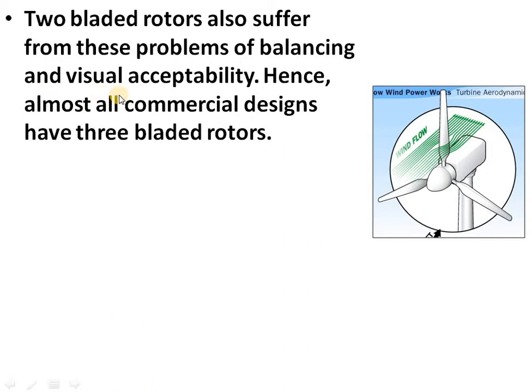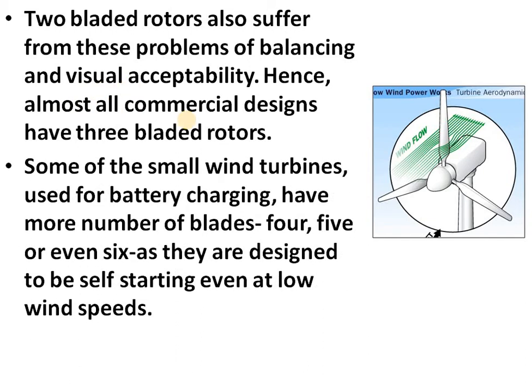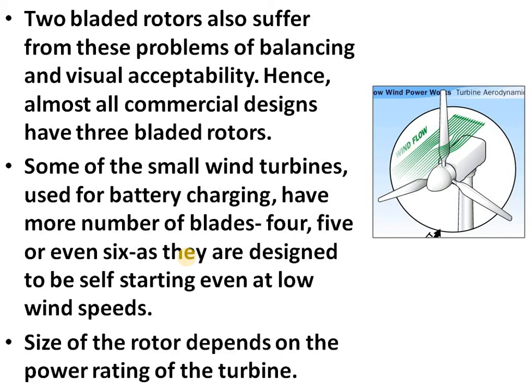And 2-blade rotor systems suffer from balancing problems, and visually they are not acceptable. So almost all commercial designs have 3-blade rotors. Some of the small wind turbines used for battery charging have more blades, say 4, 5 or 6, but they are very rare. 6-blade systems are very rare. Mostly what you will see is the 3-blade system.